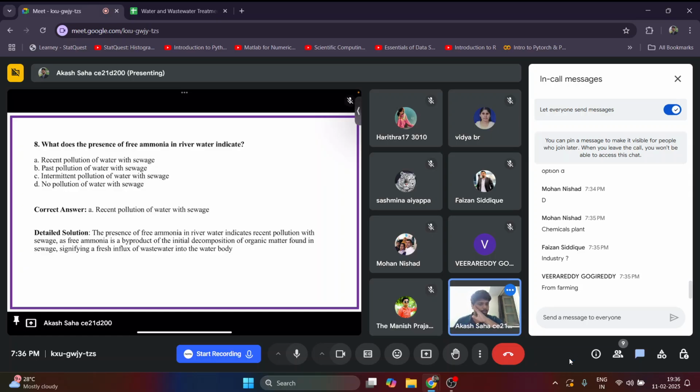Okay, so if I am talking about recent pollution, the ammonia will be a direct indicator. So always remember that thing. Chemical plants and industry, from all of these ammonia can come. But if I'm talking about a river, if there is some organic matter, which is nothing but pollution, and some decomposition is happening, ammonia will be formed as a byproduct. So that's why we generally denote recent pollution with the help of free ammonia, right?